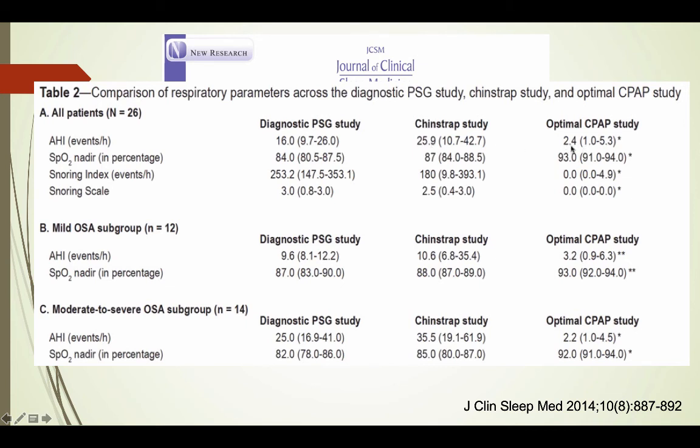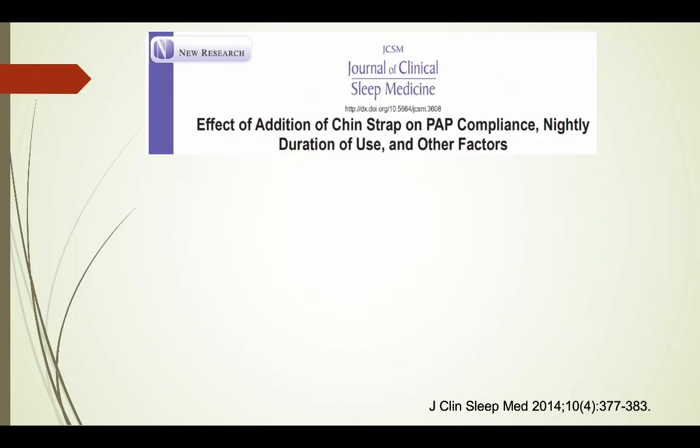Optimal CPAP reduced the AHI to less than 5. In the mild OSA group, CPAP reduced the AHI, but chin strap could not. In moderate to severe OSA, chin strap could not reduce the AHI, rather it increased, whereas CPAP was able to reduce the AHI as compared to chin strap alone. So chin strap alone is not the solution for treating OSA or treating snoring in your patients.